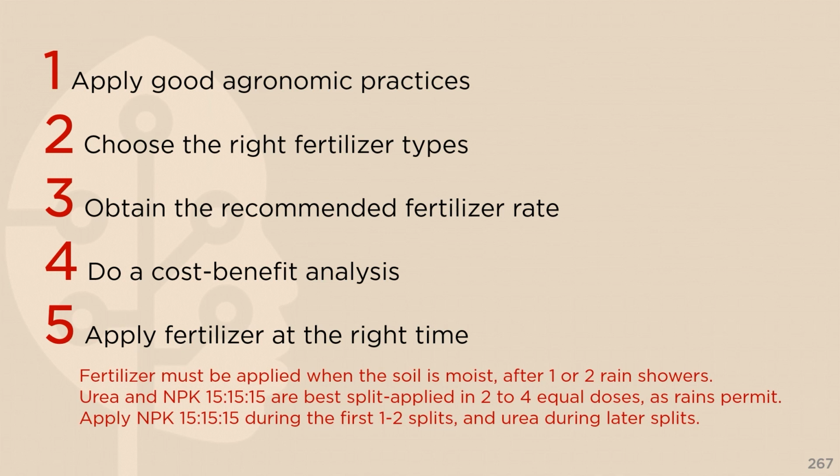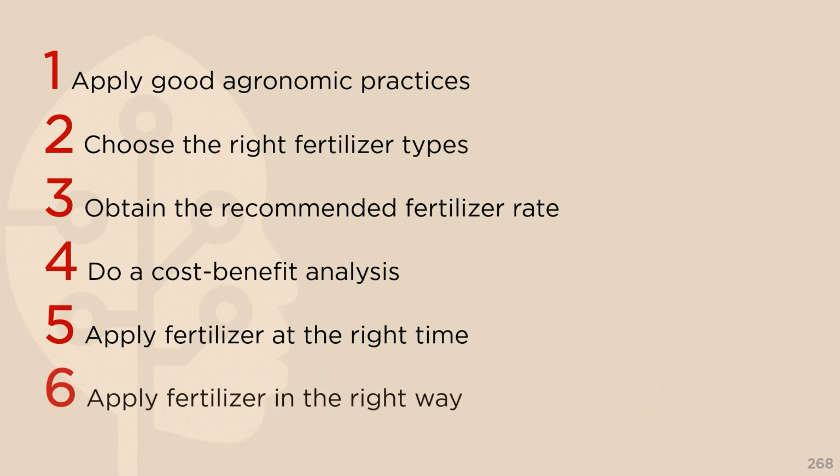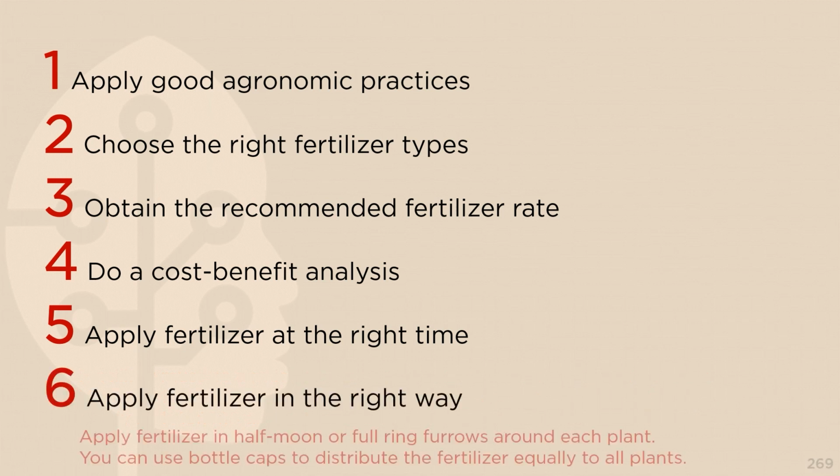Fertilizer must be applied when the soil is moist, after 1 or 2 rain showers. Urea and NPK 15 to 15 to 15 are best split applied in 2 to 4 equal doses as rains permit. Apply NPK 15 to 15 to 15 during the first 1 to 2 splits and urea during later splits. Step 6. Apply fertilizer in the right way. Apply fertilizer half moon or full ring furrows around each plant. You can use bottle caps to distribute the fertilizer equally to all plants.